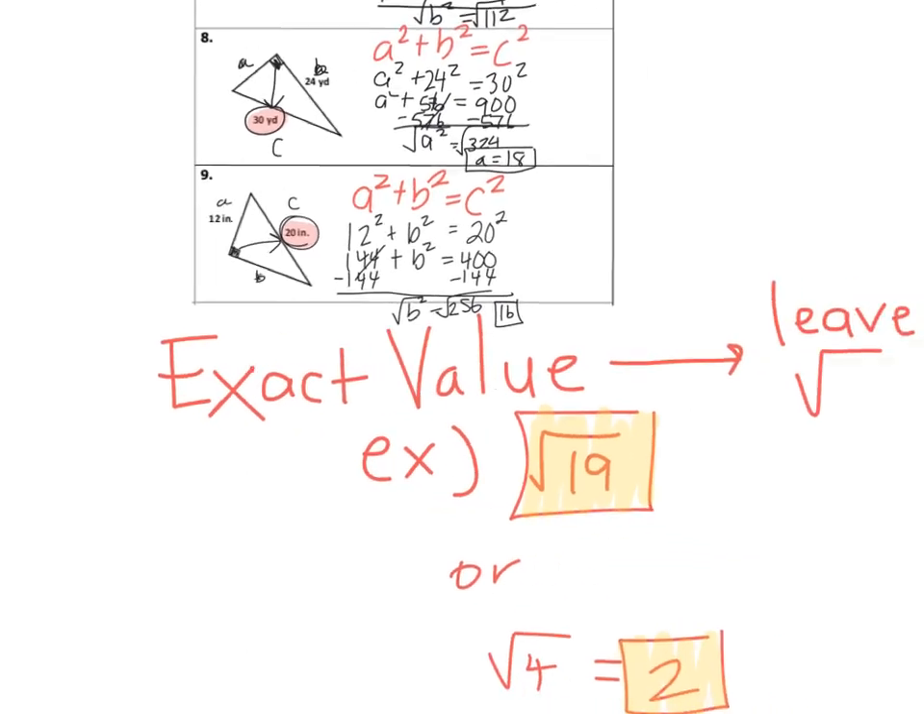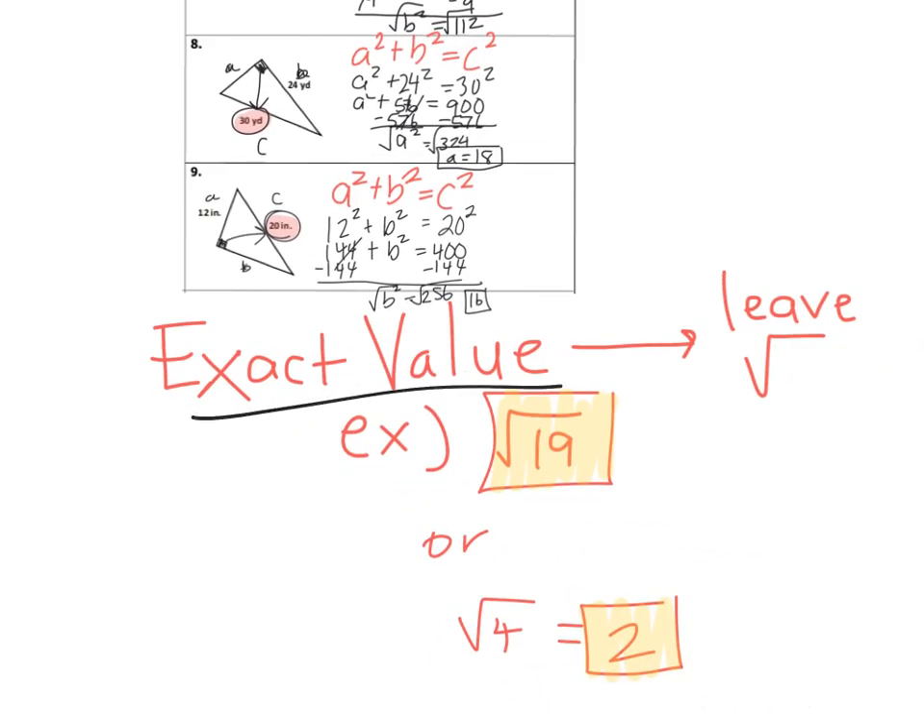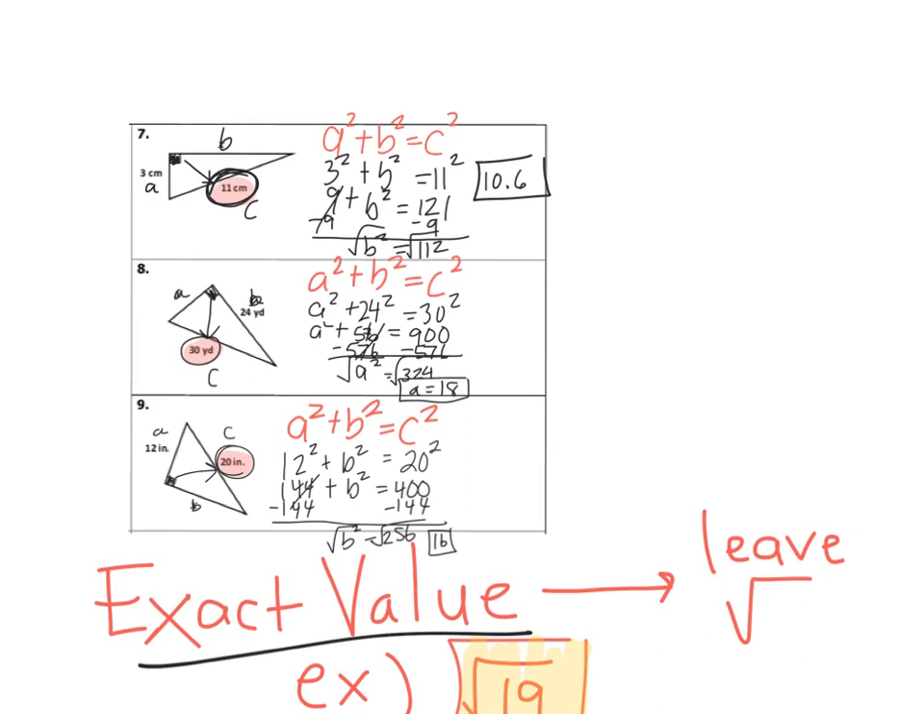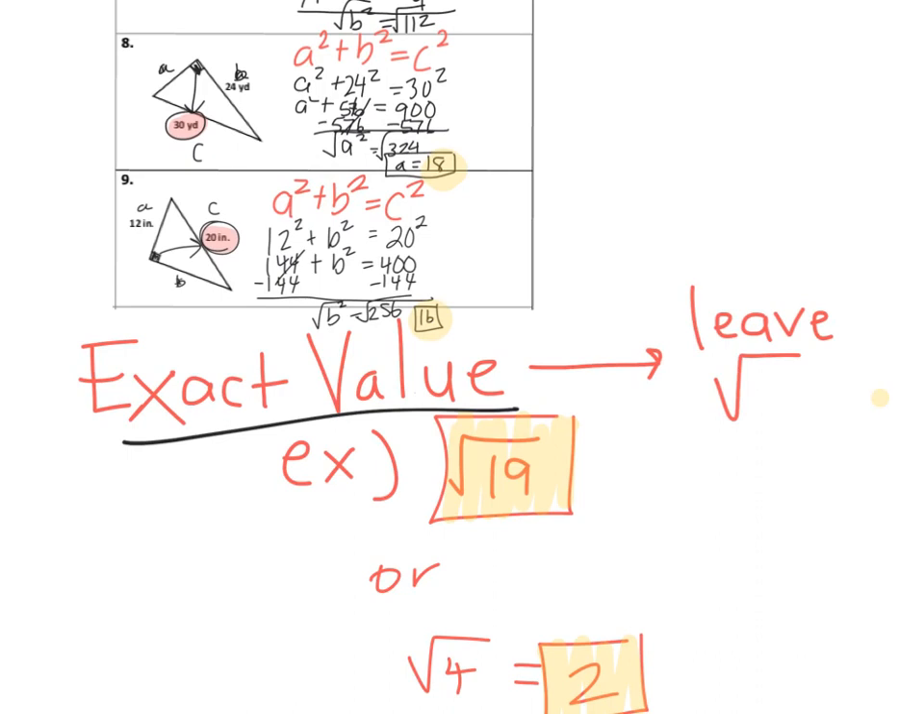Now, the only other thing I want to talk to you about is exact value. So everything I just did, I rounded to the nearest tenth. The ones that were exact value were the 18 and the 16. Okay, so exact value means you would leave it a square root, like the square root of 19 comes out ugly. So you would leave it, that's exact value.